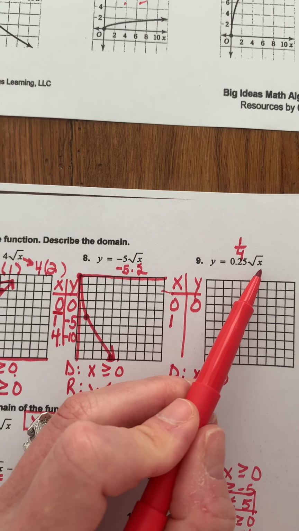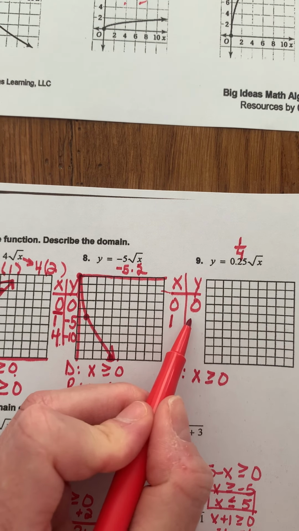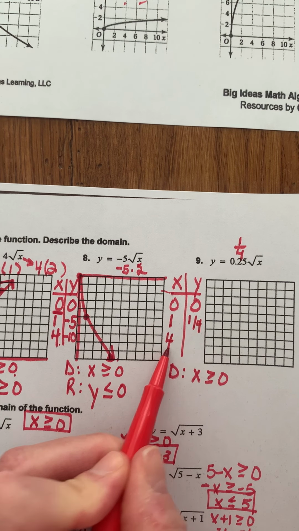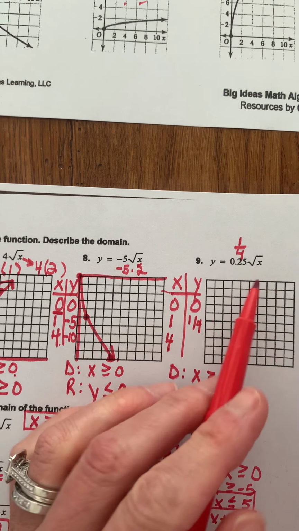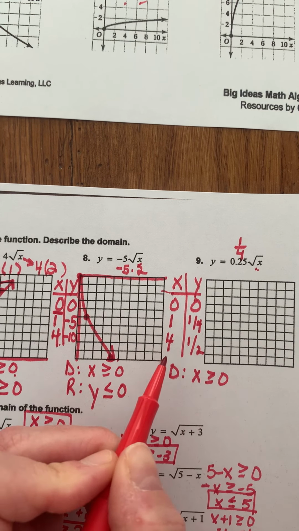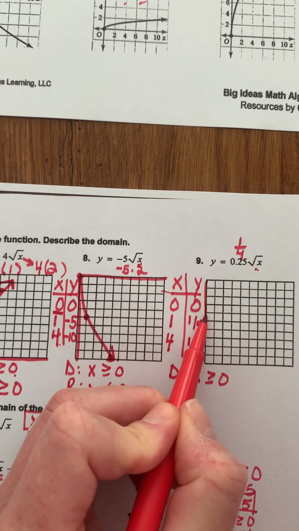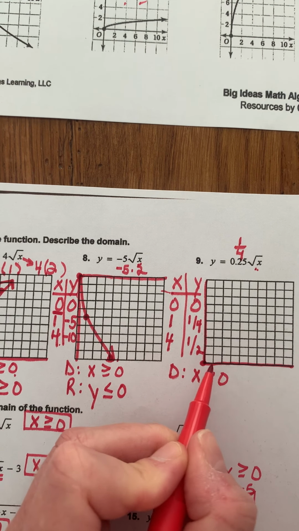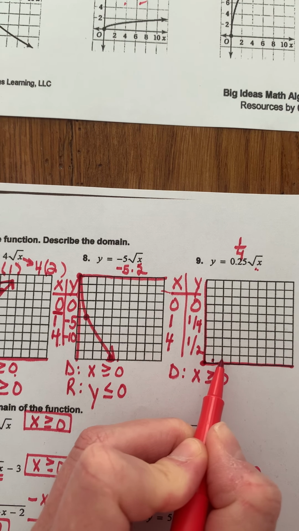So the square root of 1 is 1. 1 times 1/4 is 1/4. If we put a 4 in, the square root of 4 is 2. 2 times 1/4 is 1/2. So this is going to be really flattened out. So 0, 0, 1. I mean, it's going to look like this.